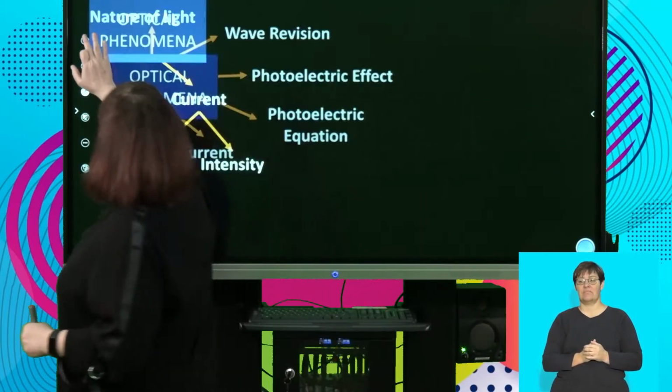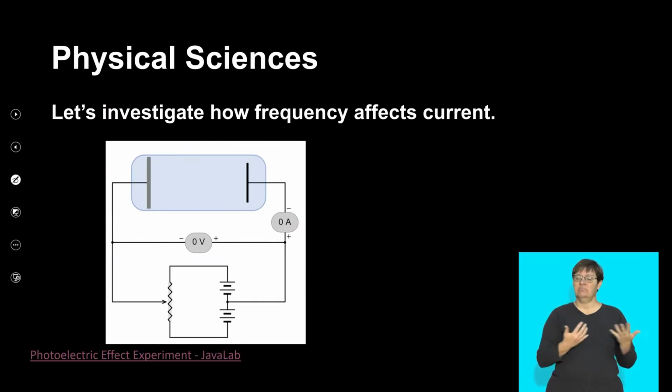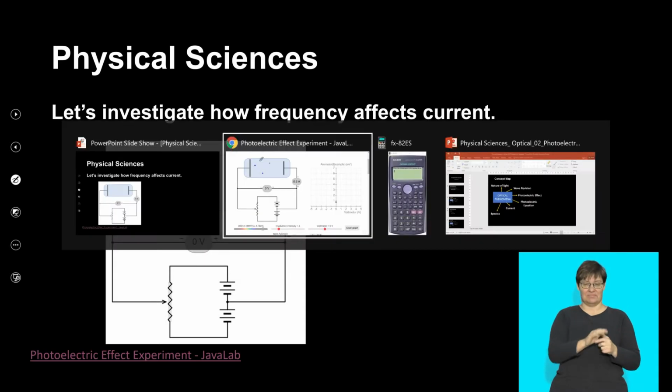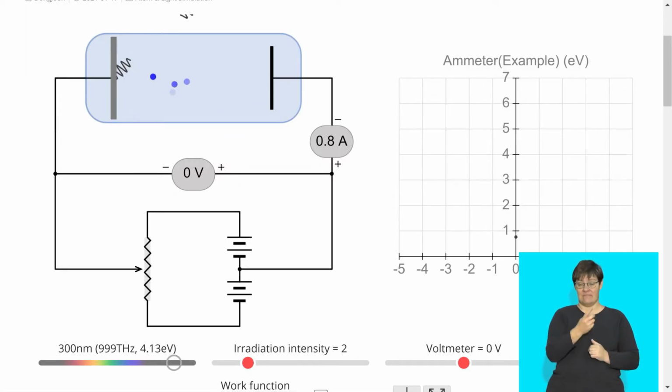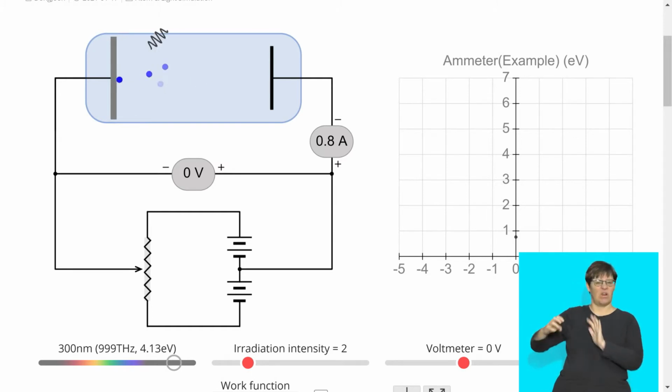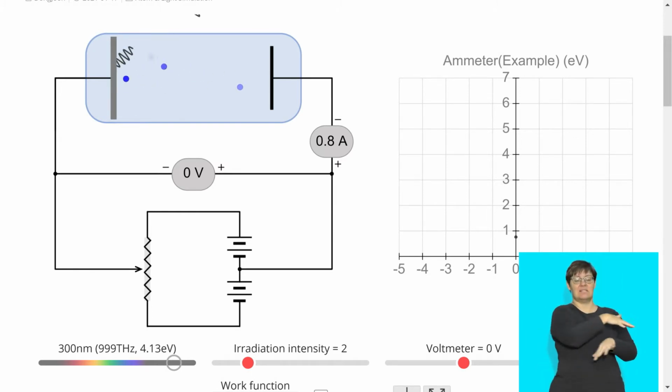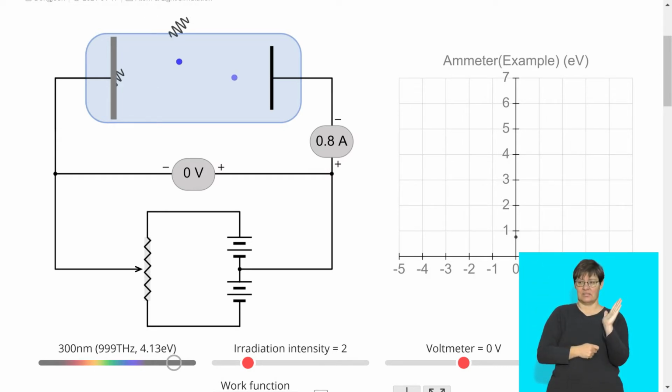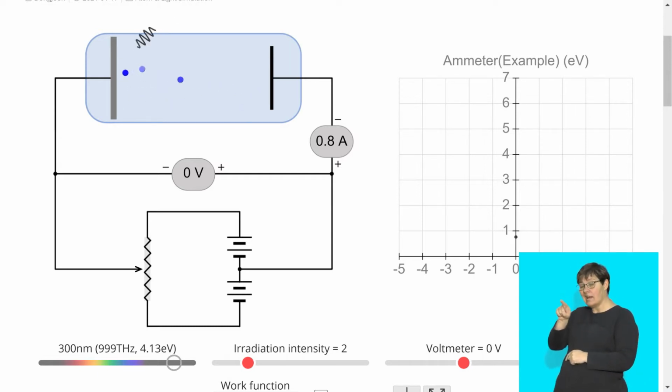So let's do an investigation. We're going to investigate how frequency affects current. And I have a very nice simulation for you. So what we have here, don't worry about the graph, is a situation like the setup of a solar panel. These little squiggly lines are the photons. These blue little dots are our electrons that are moving. Don't worry about the voltmeter. What I need you to be paying attention to is the ammeter over here, the 0.8 amps, okay?